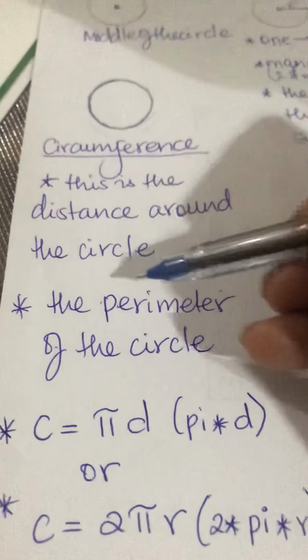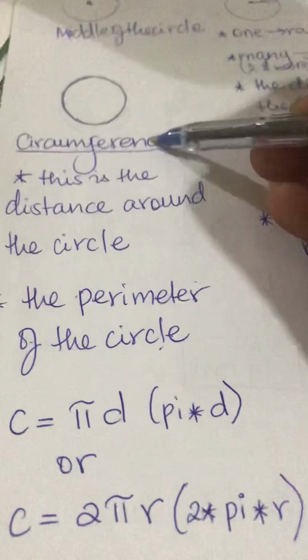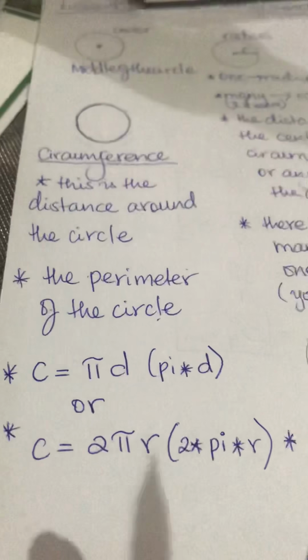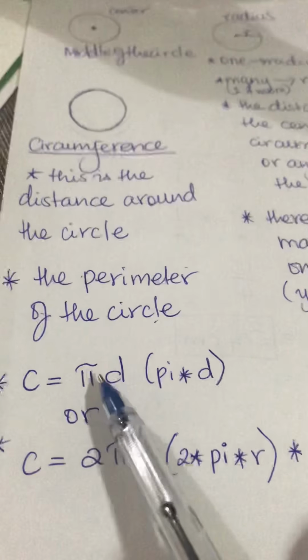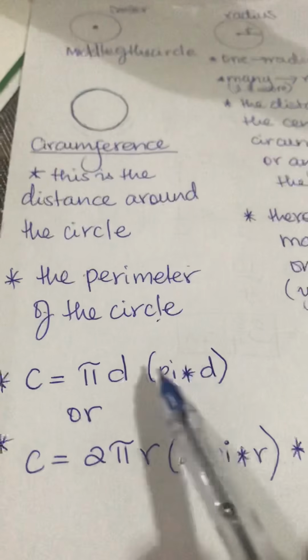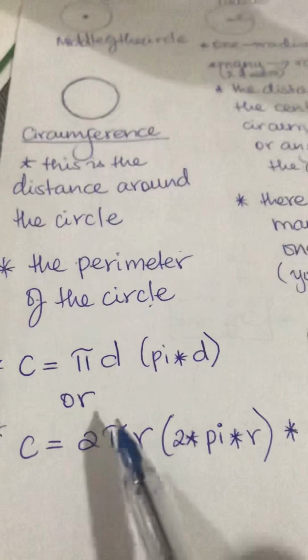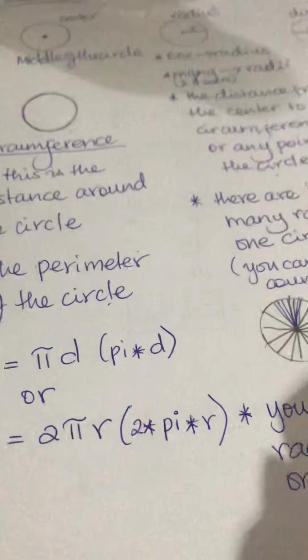But if you see a question say, find the perimeter of the circle, it is asking you to find the circumference. And how do you find circumference? You have two formulas. Circumference equals pi times the diameter, or circumference equals 2 times pi times radius. Okay?